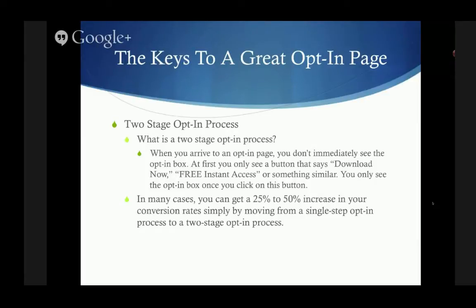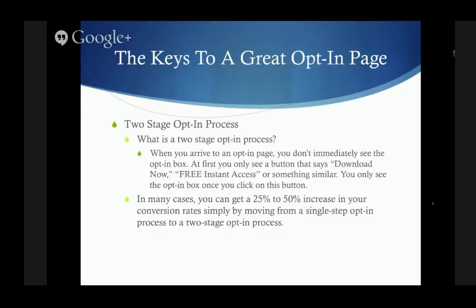So what a two-stage opt-in process is, instead of a box where it says please enter your email address, it is just a button that says download now or free instant access or something similar to that. But what they'll do, they see that, they'll click that button, and then it brings up a box, or it moves the box down and then shows where they have to enter in their email address. So just by turning it into a two-stage process, you'll actually see up to a 25 to 50% increase in conversion rates simply by moving from a single-step opt-in process to a two-stage opt-in process.